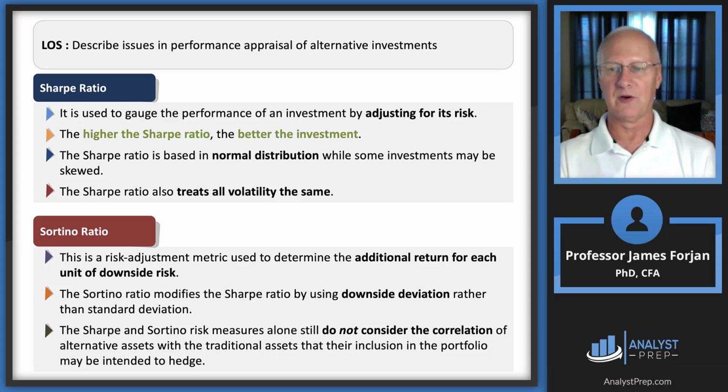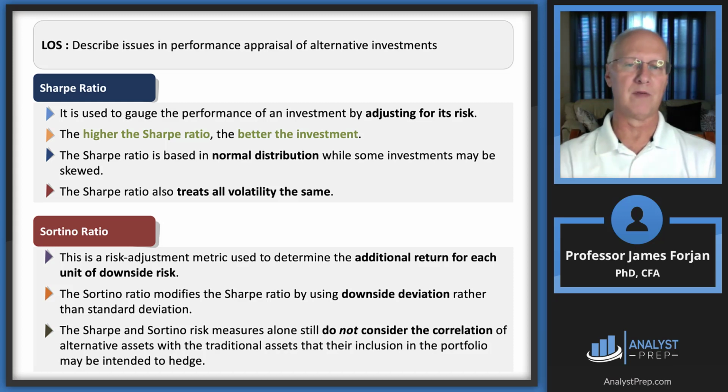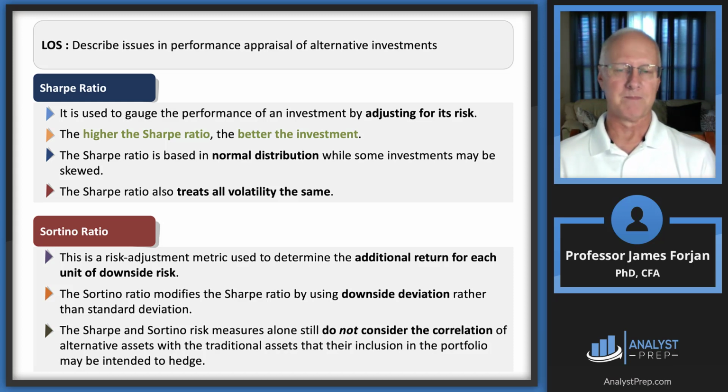So each additional return unit of downside risk. So it's downside deviation. And so what this does is add a little bit more flavor to our performance evaluation. And in fact, the reading actually says something. Now I'm paraphrasing here, but the reading says, in some circumstances, the Sortino ratio is superior to the Sharpe ratio. So I'd probably remember that for a potential exam question. But of course, Sharpe and Sortino, they don't consider correlation, so there's a downfall.